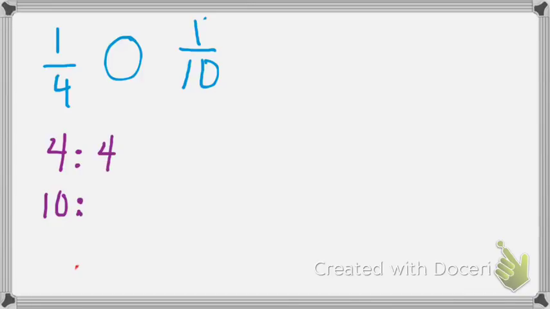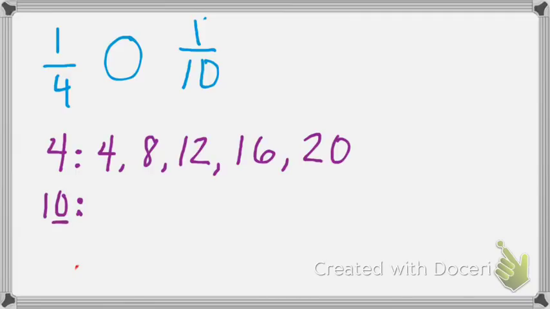to figure out what their common multiple is. So I start with my 4. So again, we'll do 4, 8, 12, 16, 20. I'm going to stop there for now because if it's a multiple of 10, I know that it has to end in a 0. So more than likely, 20 is a common multiple here. So I've got 10 and 20. So I find my common multiple.